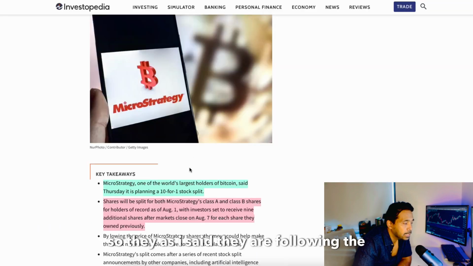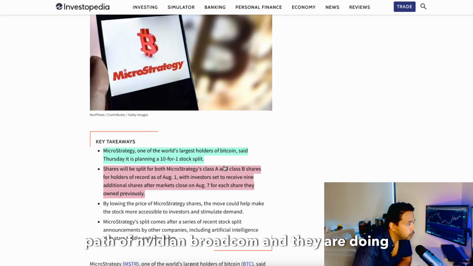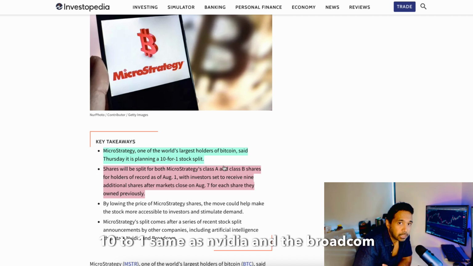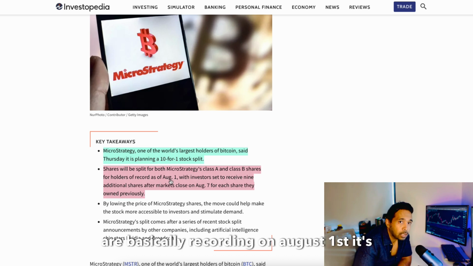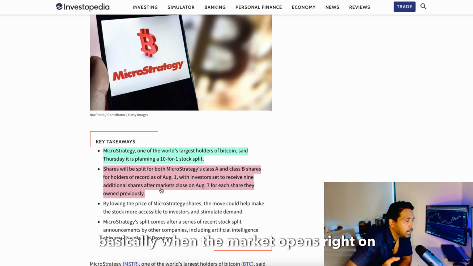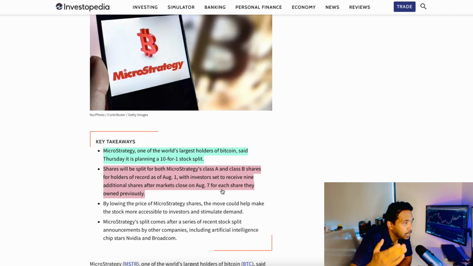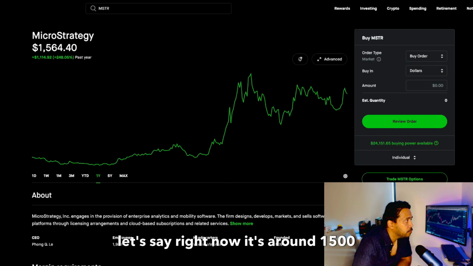As I said, they are following the path of Nvidia and Broadcom, and they are doing a 10-for-1 split, same as Nvidia and Broadcom did. The record date is August 1st, and after the close of August 7, when the market opens the week after, that's when you will see the new price reflected here. So let's say right now it's around 1500.